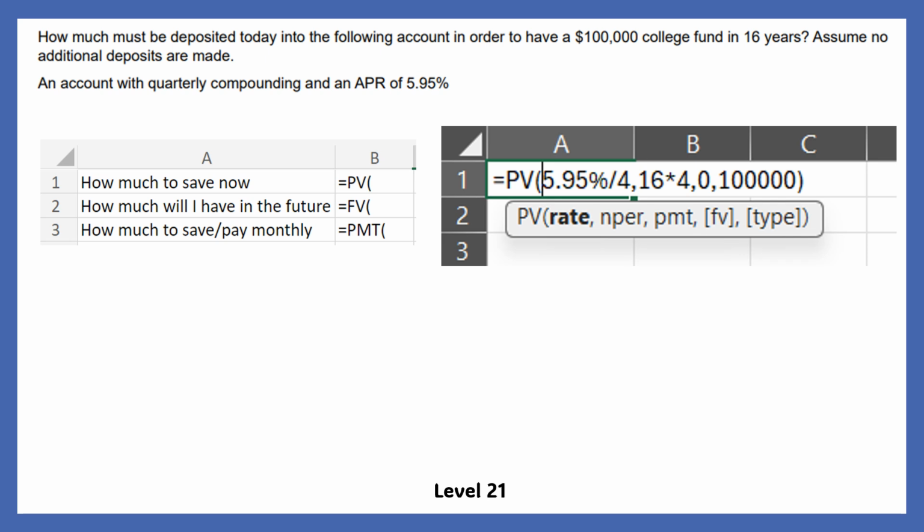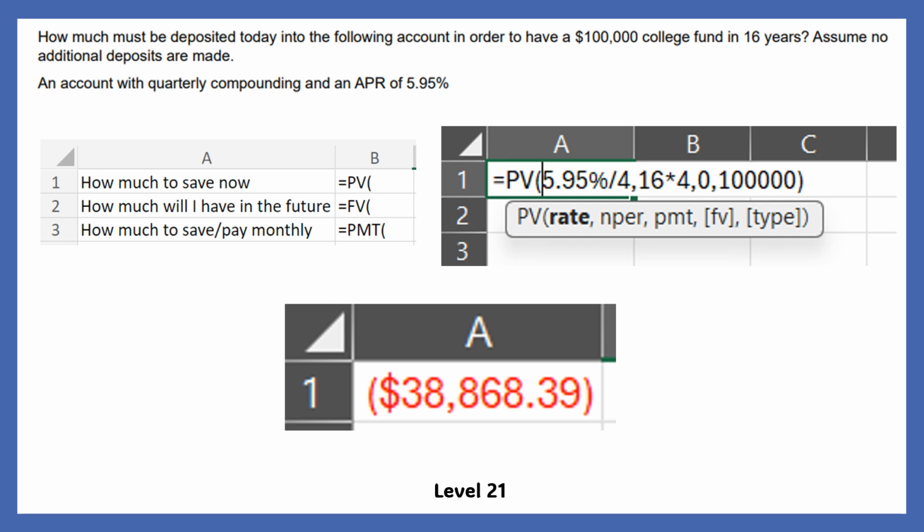When we put that in, notice it says we're not going to make any more payments, so we'll put 0 in for payments, and we want 100,000. So that's what we'll put for the fourth thing for FV. Once we do that, we find out 38,000 would do it. 38,000 would grow to 100,000 if we just let it wait 16 years at that quarterly compounding.